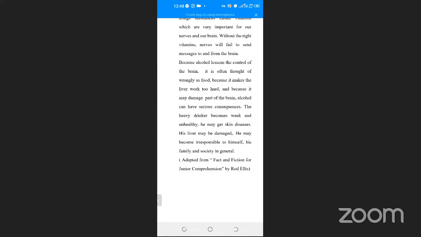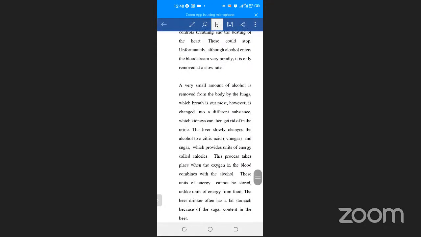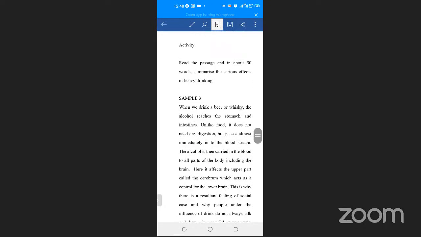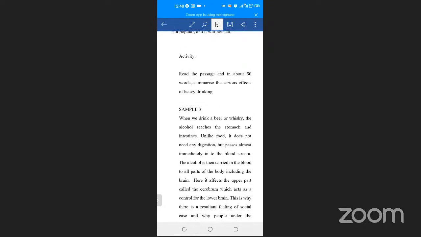The activity that Peter read, in 50 words, you are supposed to do this activity and submit. Could you go back to the activity? So this is the passage that you are supposed to read. Read the passage and in about 50 words, summarize the serious effects of heavy drinking. So you're supposed to summarize this passage in 50 words, only highlighting the key ideas. And what you should not forget is that in summary, we have a rough copy and a fair copy. So the rough copy is when you just extract the points, even if you do not compress them.